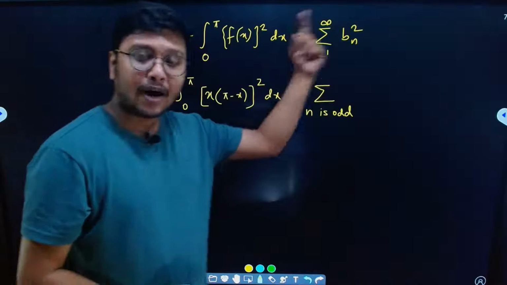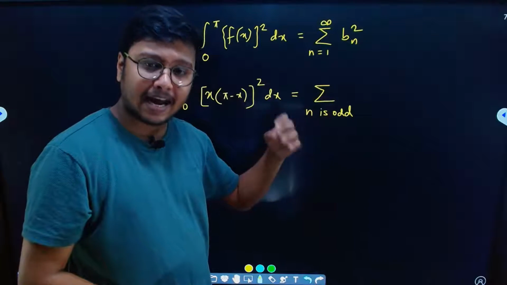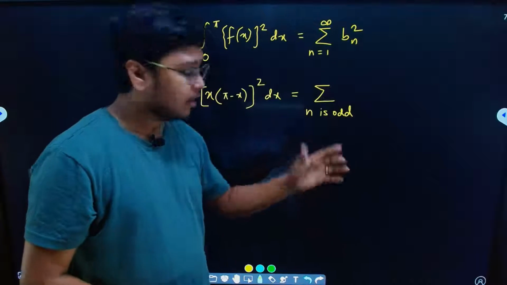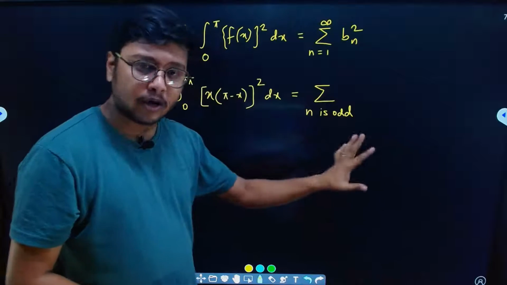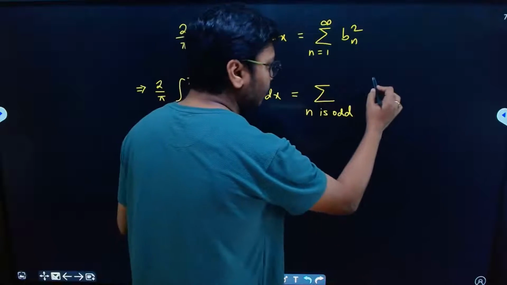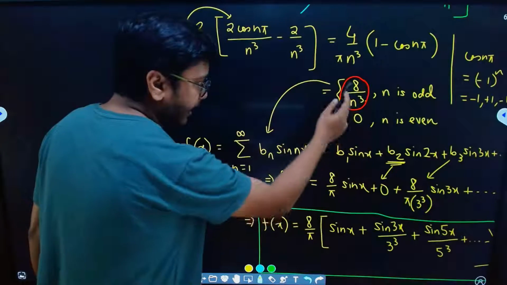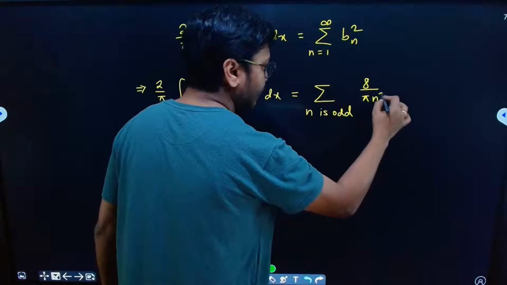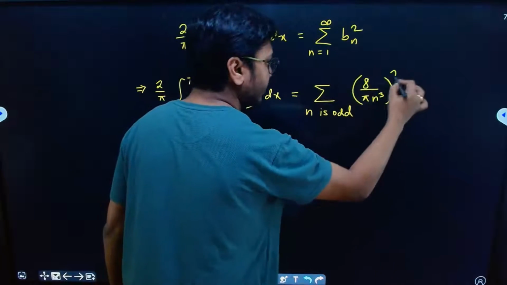Don't write n from 1 to infinity, otherwise n value 2, n value 4, all these will come in and it will make one error. So better to write n is odd. In that case, the bn value is 8 by pi n cube, and there is a whole square over here.